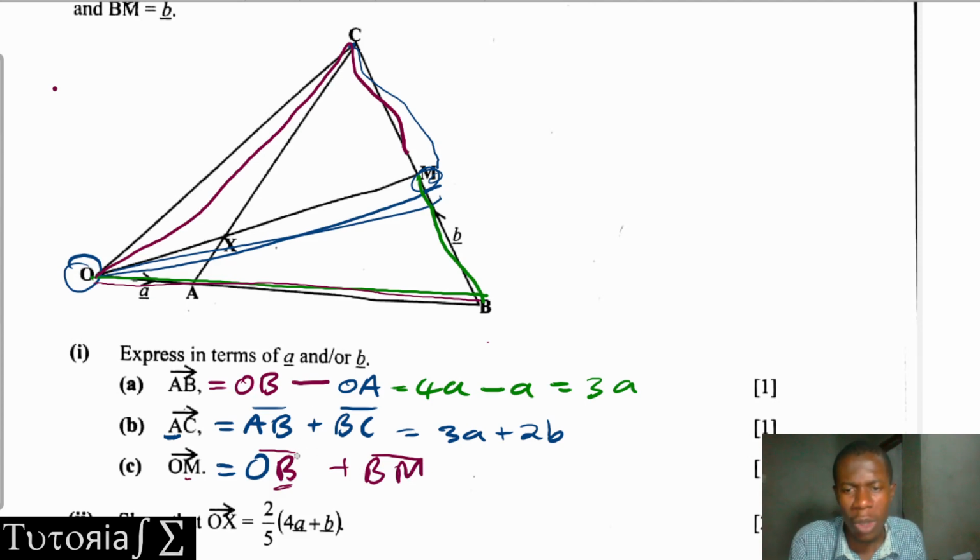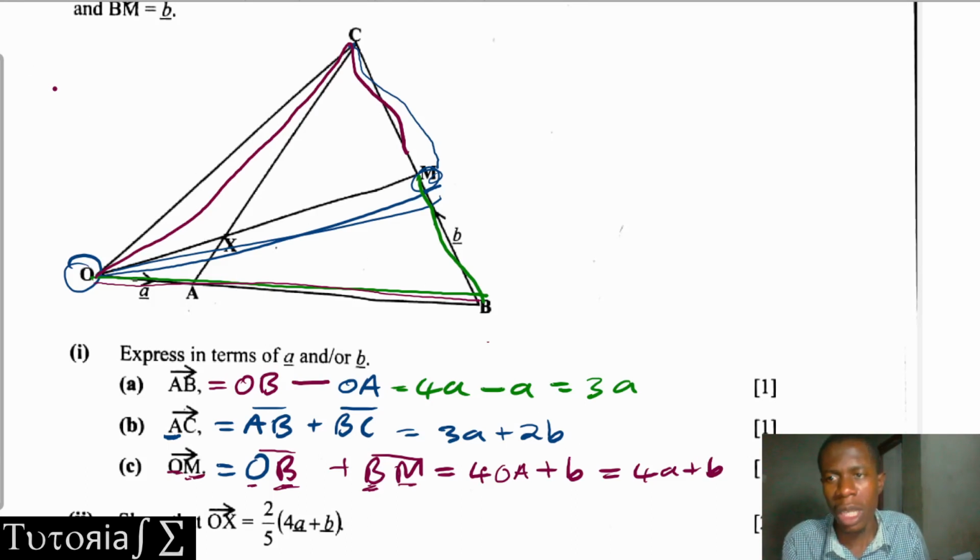Okay, so what you notice is that the letters in between here should be the same, and this is the first letter here, and this is the last letter here. Then this basically is what is OB. So OB is 4 times OA, so OB is equal to 4 times OA, 4 times OA plus BM. BM is B, positive B. Okay, 4 times OA, which is just 4A plus B.